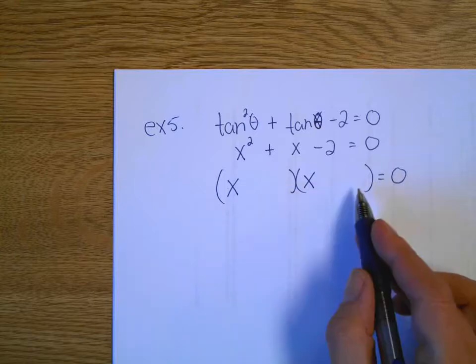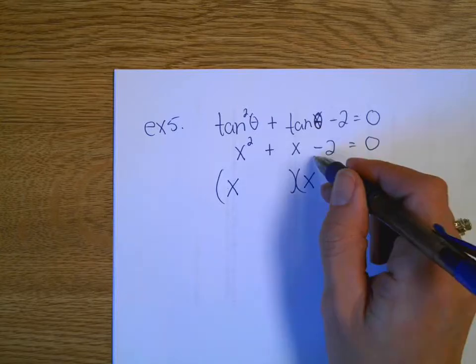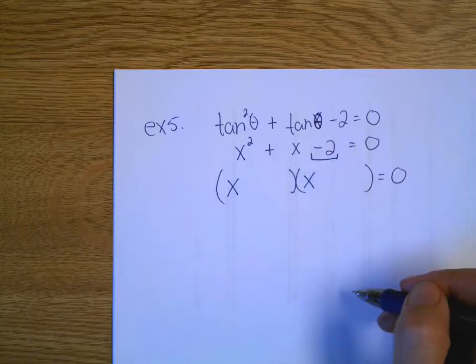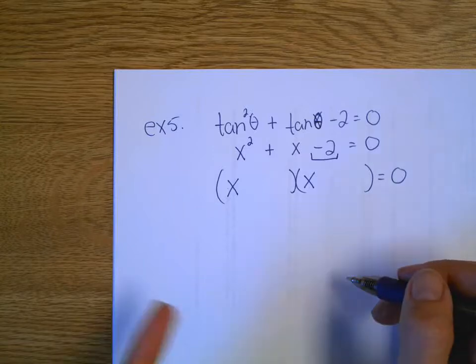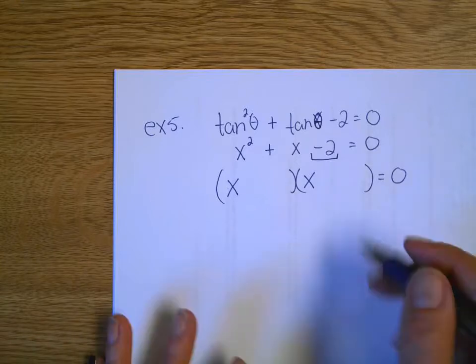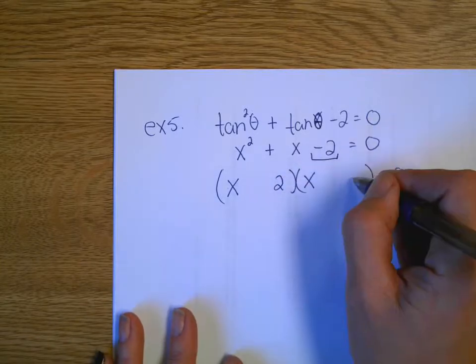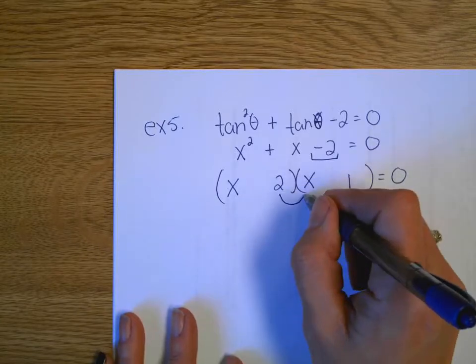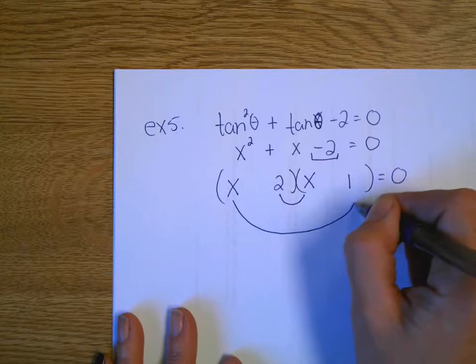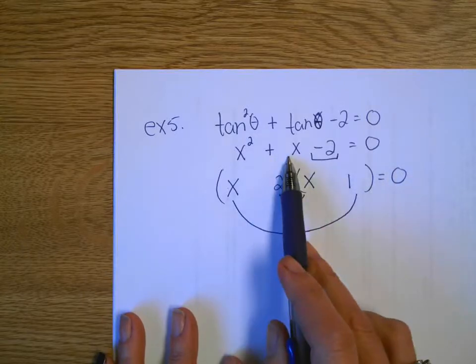And then the last times the last has to give me a negative 2. What are my options to get a negative 2? I get a 2 and a 1. One's positive, one's negative. So I know I've got a 2 and a 1. What do I want to end up with when I add my innies and my outies? I want to end up with a positive 1.